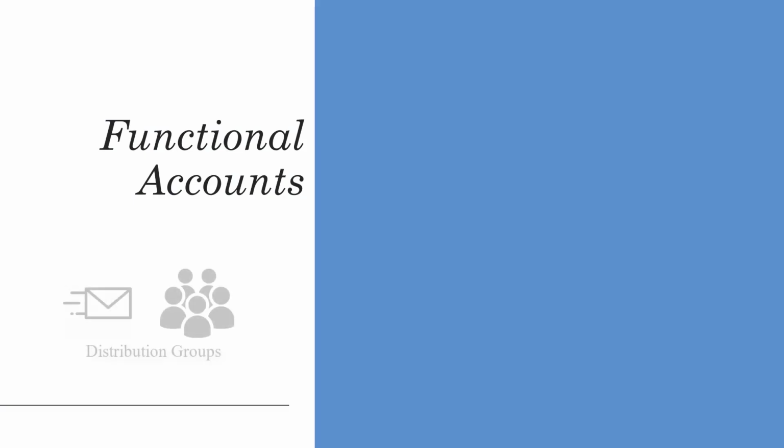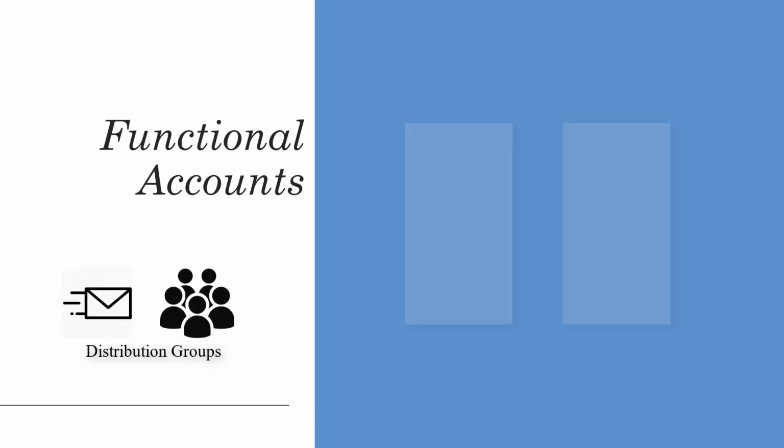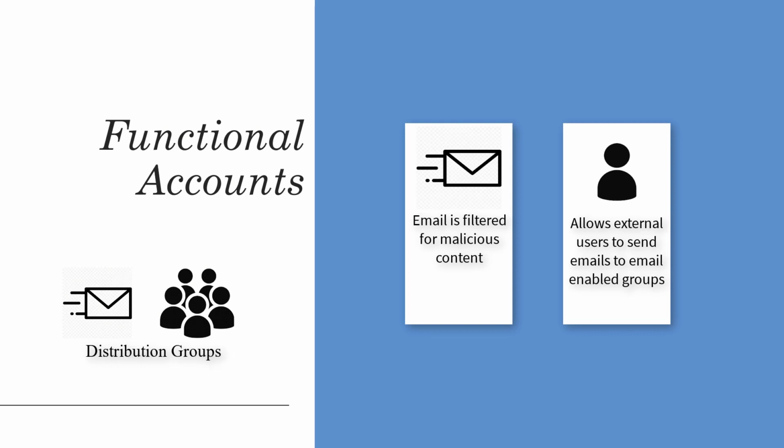A functional account within Proofpoint Essentials allows you to add distribution groups, security groups, or email-enabled groups. A use case for functional accounts would be if your organization wants to allow external emails to reach distribution groups, security groups, public folders, or email-enabled groups.